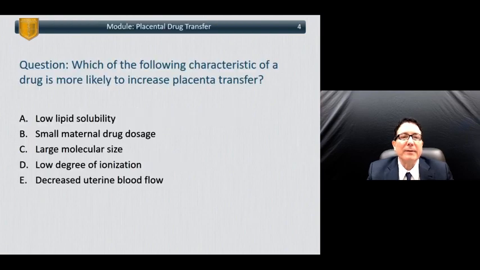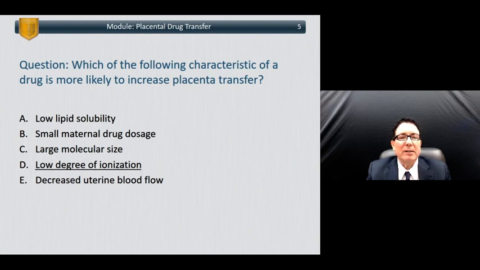Placental drug transfer. Question: which of the following characteristics of a drug is more likely to increase placental transfer? A. Low lipid solubility. B. Small maternal drug dosage. C. Large molecular size. D. Low degree of ionization. E. Decreased uterine blood flow.